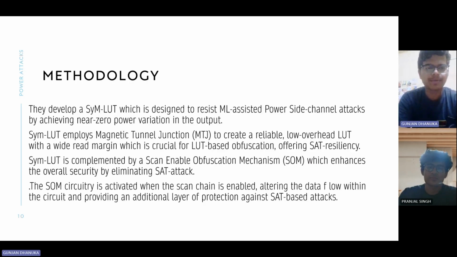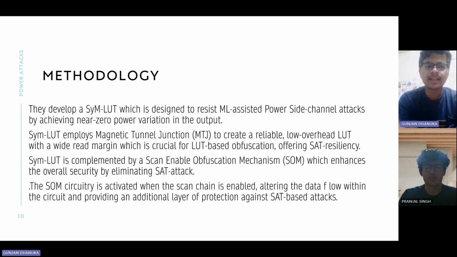So the method for this paper, first of all, they developed this SYM-LUT, which is designed to resist ML-assisted power side channel attacks. So they've specifically targeted the ML-assisted attacks, and to mitigate those attacks, what they have done is they have achieved near zero power variation in the outputs. So the attacks that initially used the variation in power to judge the operation could no longer do so.